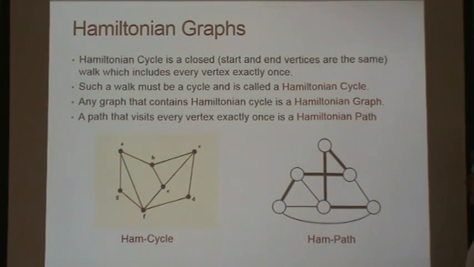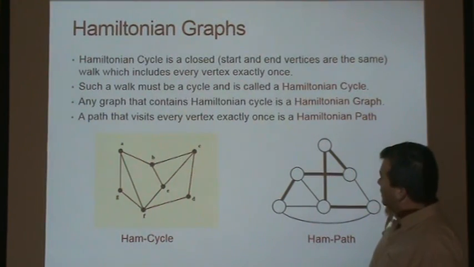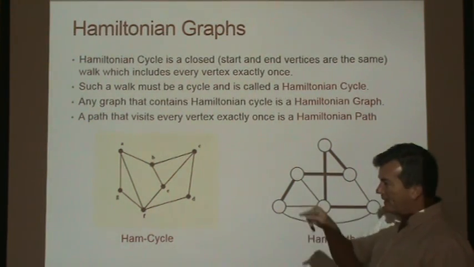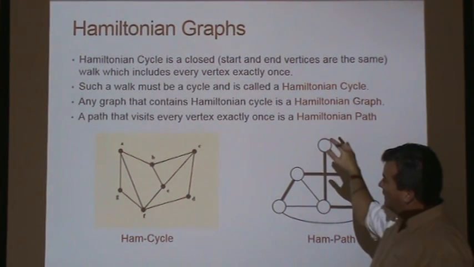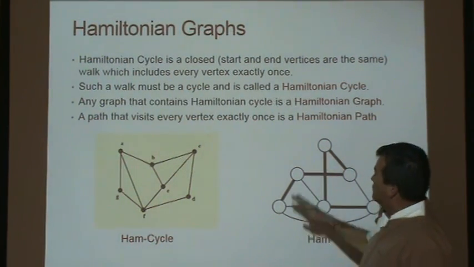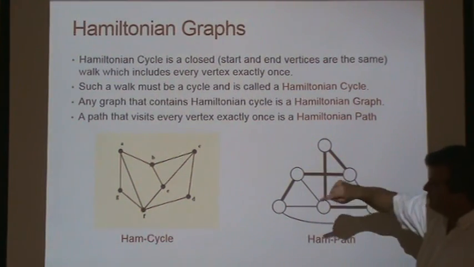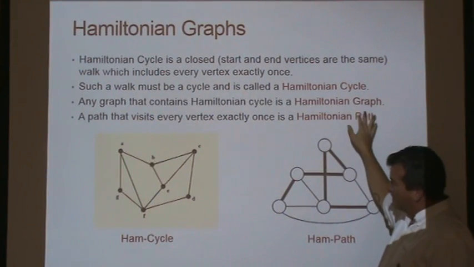And then a Hamiltonian graph is a graph with a Hamiltonian cycle. A Hamiltonian cycle is a closed walk, meaning starting at one point and finishing at that same point, which includes every vertex in the graph. Every vertex gets visited at least once. Such a walk would be a cycle, and therefore is called the Hamiltonian cycle. Any graph that contains a Hamiltonian cycle would be considered a Hamiltonian graph.